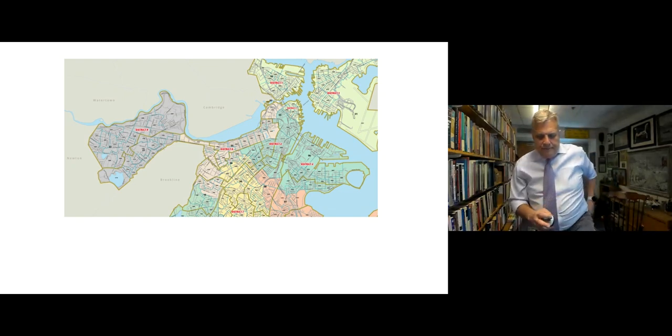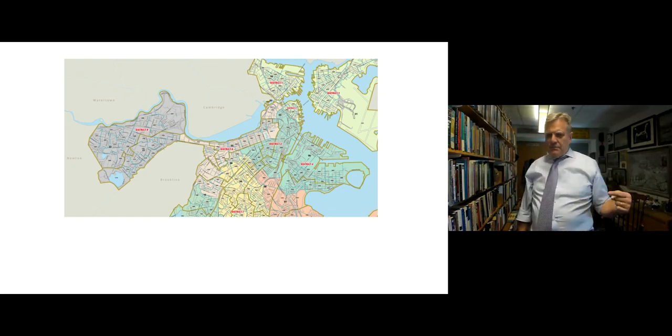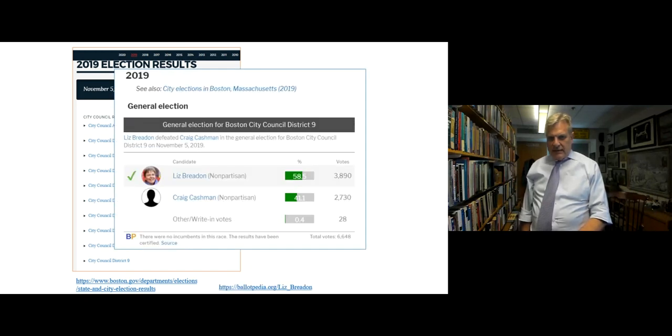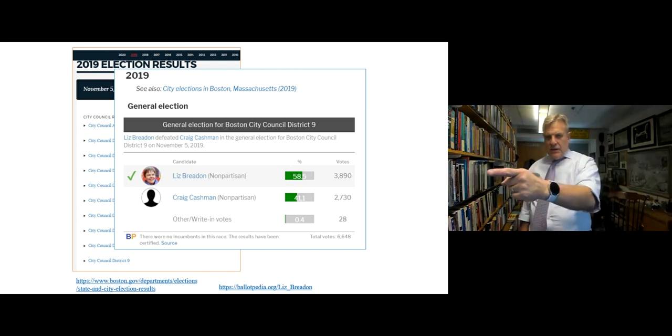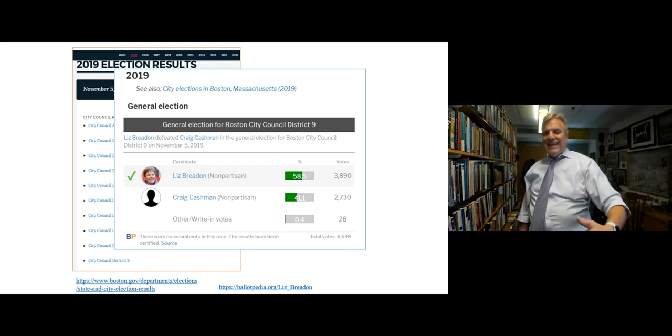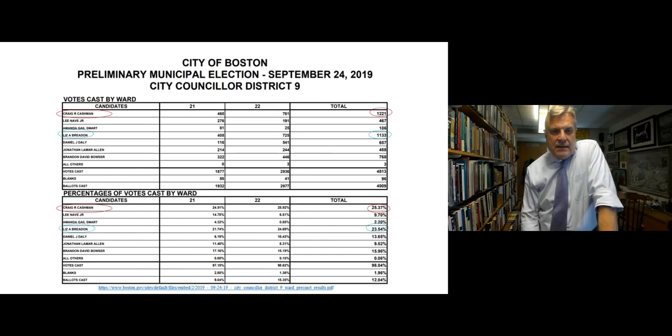This is just part of an electoral map in Boston. We just had an election last month in November. But if we go back to the election before that, I want you to pay attention to the elections in November of 2019. We have all these different interesting councils. In one district in particular, it's fascinating. Liz Breeden won the election, 58% of the vote, and she got 3,890 votes. So that's the general election. But how many votes did she actually need, and how many people is she representing? She represents the entire 9th district. All right, so she's now in that office.